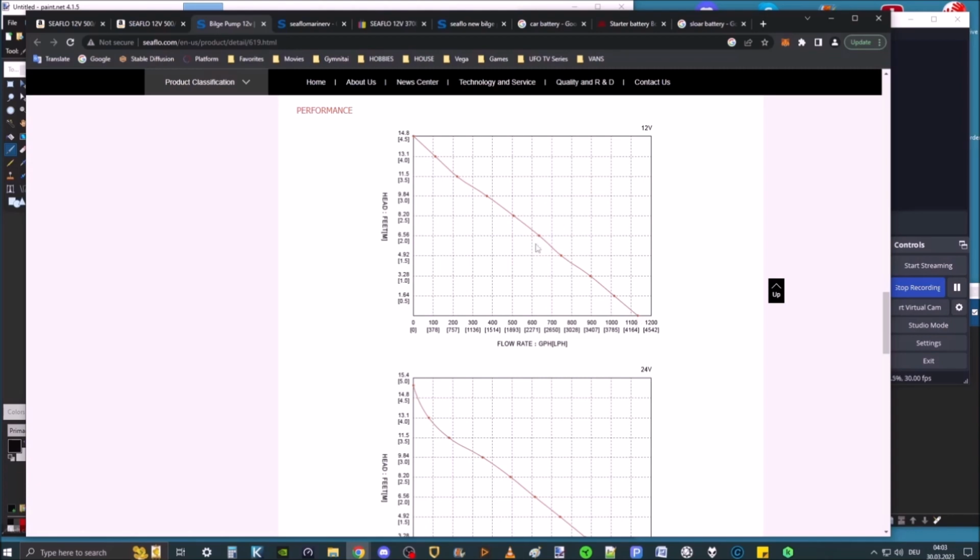You always want to calculate your GPH versus your head at 50% of whatever it says. If it says 4 meters, you don't want to be using it any higher than 2 meters, in all seriousness. Otherwise, you're just asking for problems.